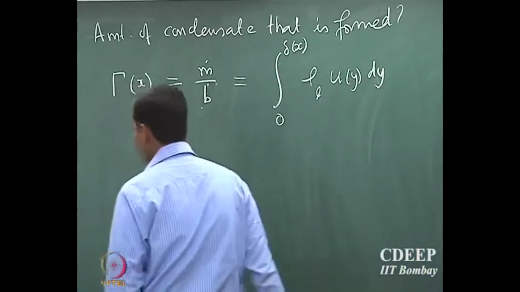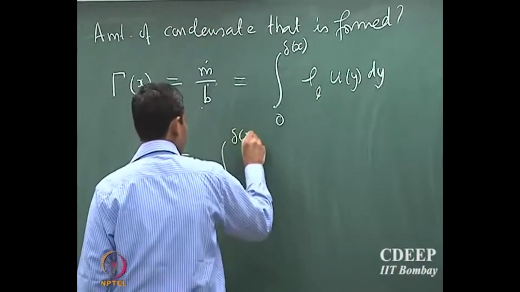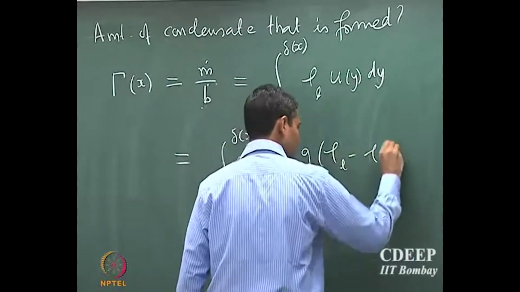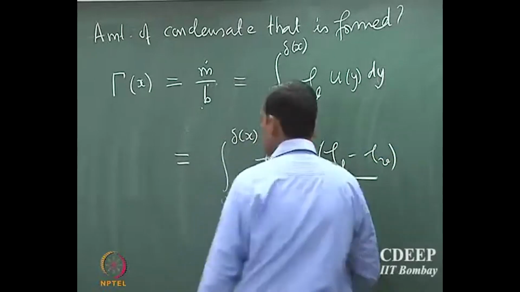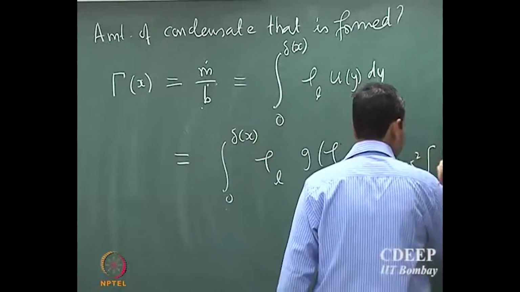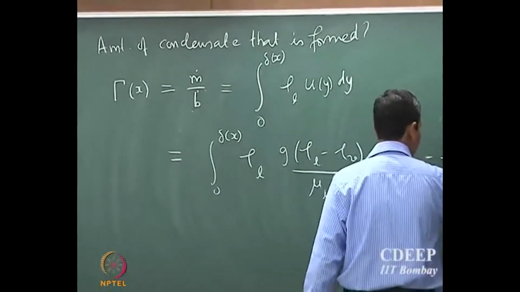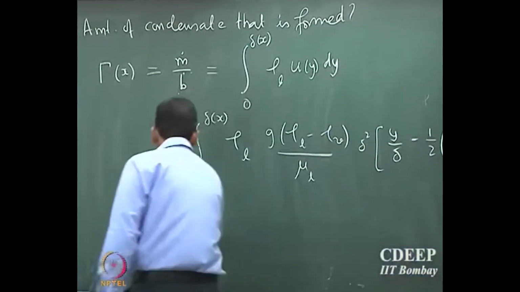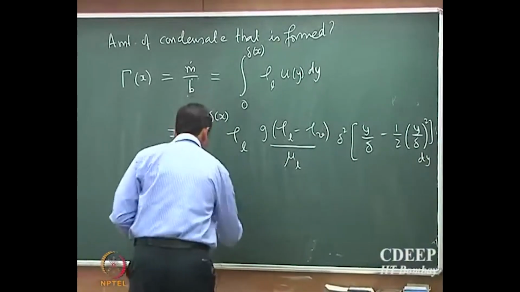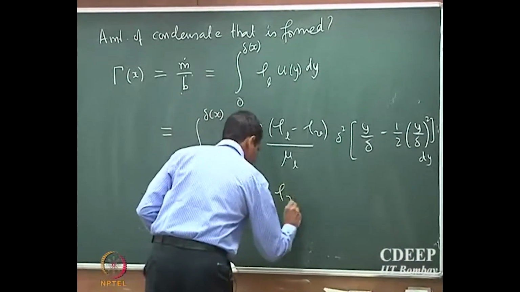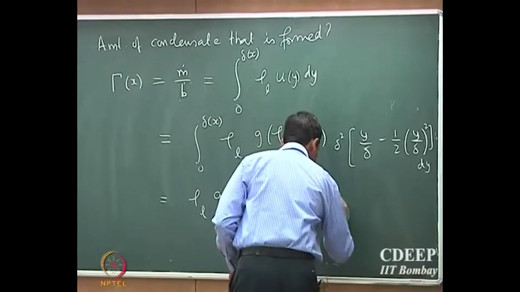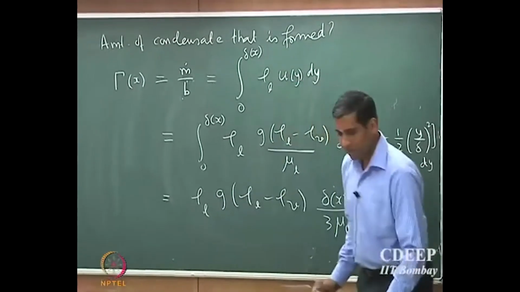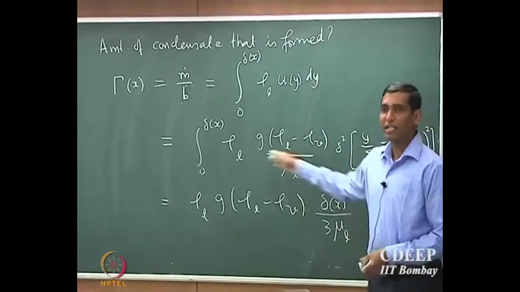So plug in this: integral from 0 to delta x of rho L into g (rho L minus rho V) divided by mu L into delta square [y by delta minus 1 by 2 (y by delta) the whole square] into dy. We can integrate this expression. That will turn out to be rho L into g (rho L minus rho V) multiplied by delta x cube divided by 3 times mu L. All I have done is integrate between 0 and delta.